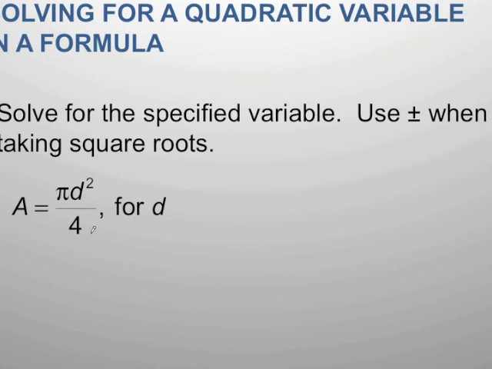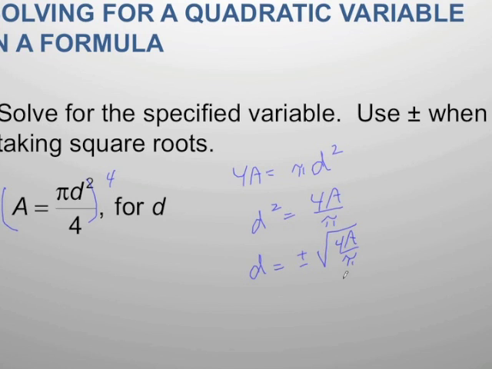Again, we're going to solve for the specified variable. In this case, the diameter here. So first thing I'm going to do is multiply by 4. 4a equals pi d squared. So d squared will equal 4a divided by pi, taking the square root of both sides, plus or minus the square root of 4a over pi, which is plus or minus 2 square root of a over square root of pi.